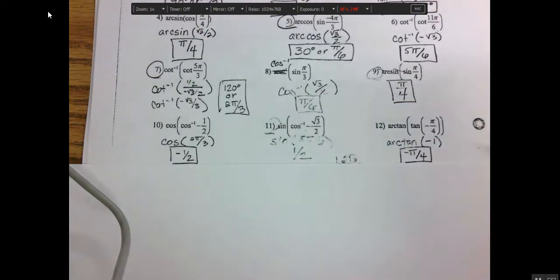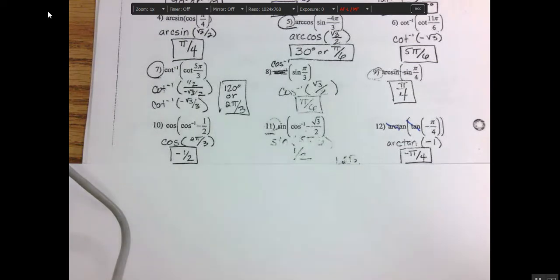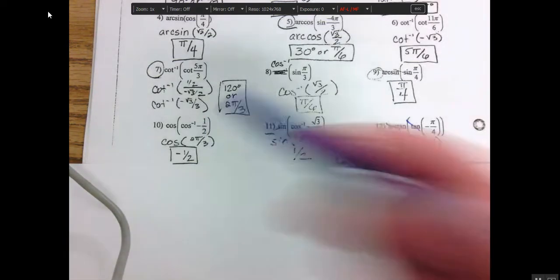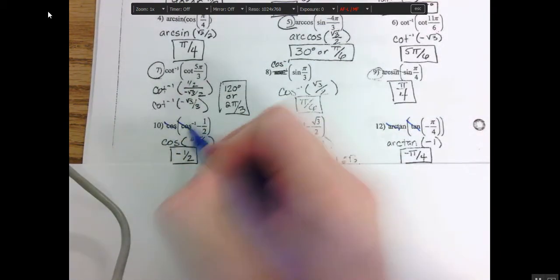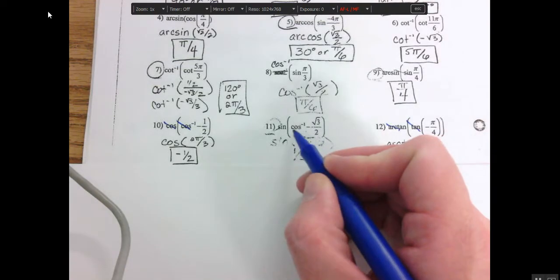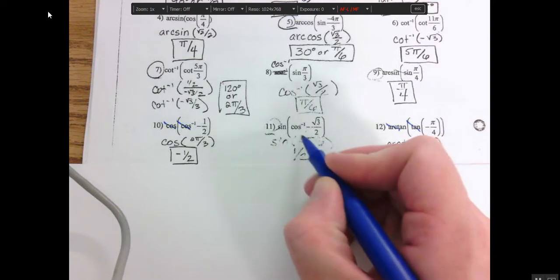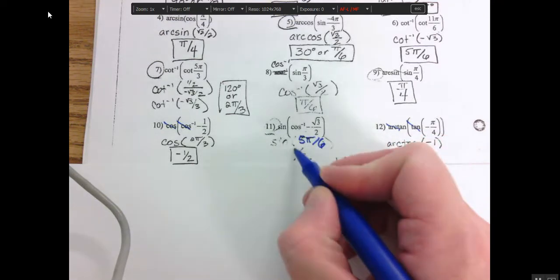That happened again in number 12. I actually solved the problem the long way, but again in number 12, arctan and tan canceled and gave you negative pi over 4. In number 10, let's see. Oh, in number 10 it happened as well. You could cancel the cosine and inverse cosine. And I think number 11 I can't quite see. So inverse cosine of negative root 3 over 2 gives you 5 pi over 6. And then the sine of 5 pi over 6 is 1/2.